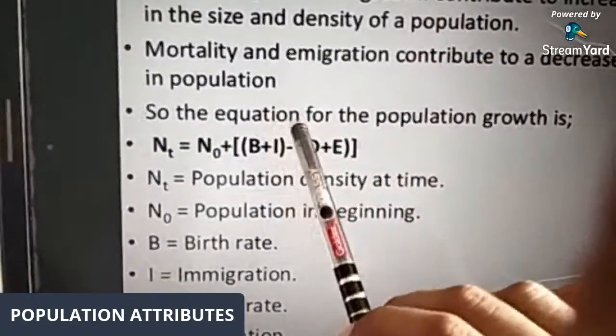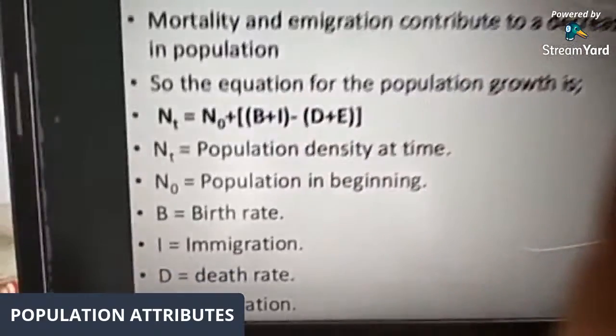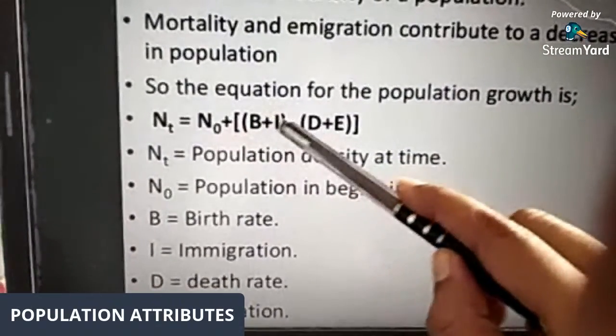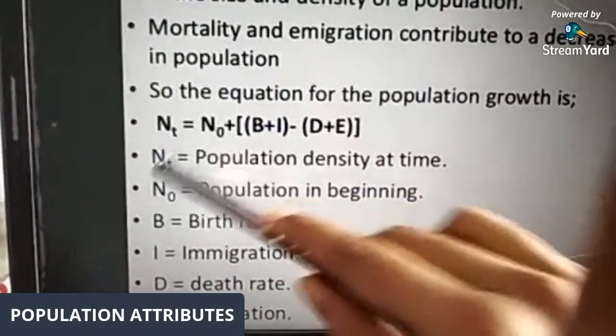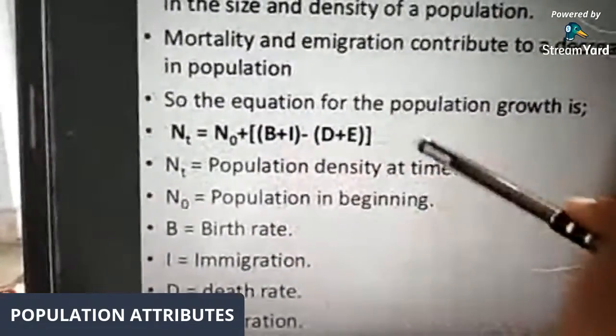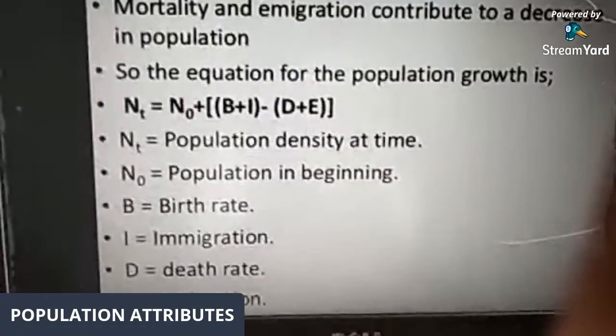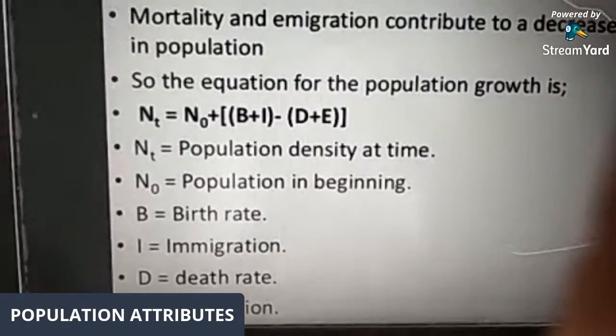Okay, and this is the population growth equation: Nt equals N0 plus B plus I minus D plus E. Please note it down, all of you. This equation is very important for your board exam. Clear? So what is the meaning of this equation?